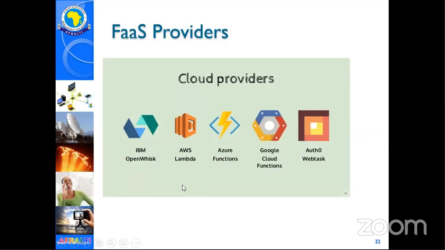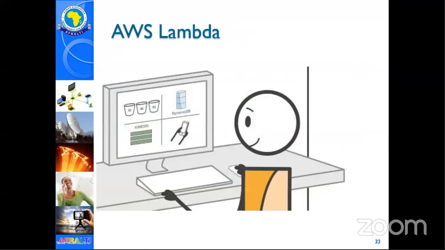One of them is Amazon. IBM have one called OpenWhisk. Amazon call it AWS Lambda. I think you've heard of it. Microsoft call it Azure Functions. Google call it Google Cloud Functions. And there's another provider called Auth0, which offers a function called Webtask. So you can go to any of these providers and run your services as opposed to running servers themselves.